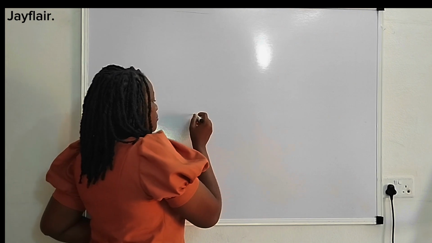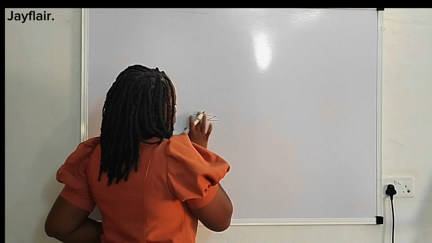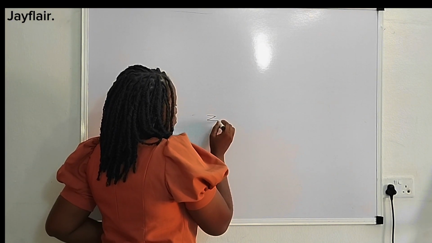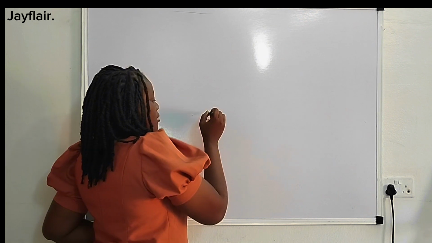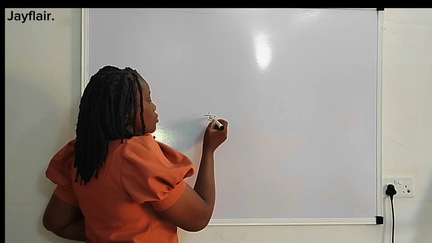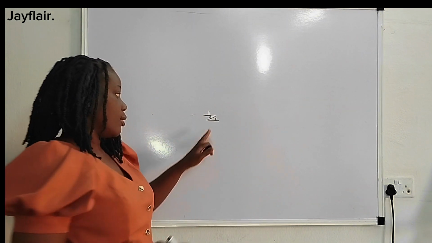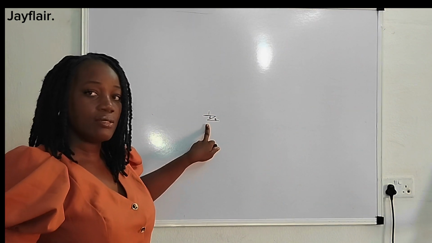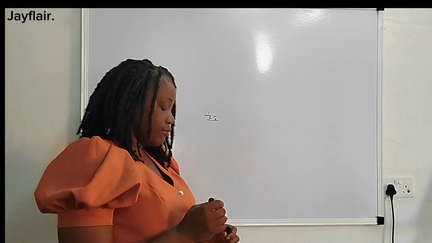A pleat is a multiple fold of fabric, like several layers, usually three. It's usually in threes like this. This is one, and this is two and three. This is how pleats usually look on the fabric.